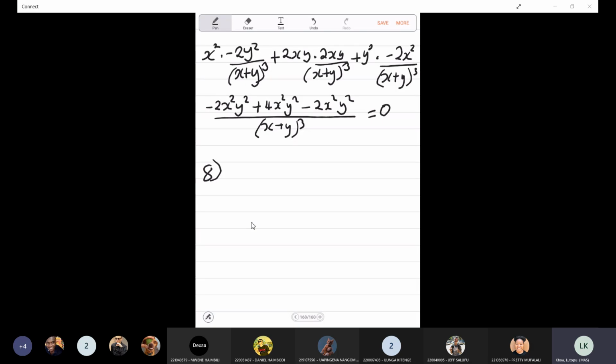And number 8, we have to prove that if z is equal to sine inverse of y over x, then the mixed partial derivatives in both directions are the same. So first you differentiate with x and then with y, and then try it the other way around and show that the answers are the same. So we start with zy.